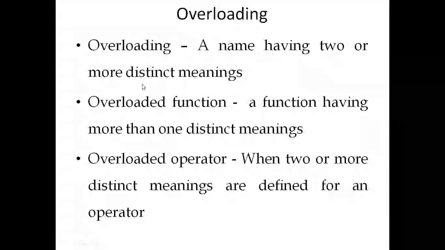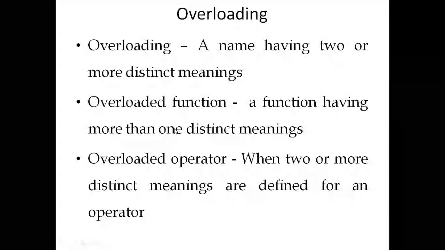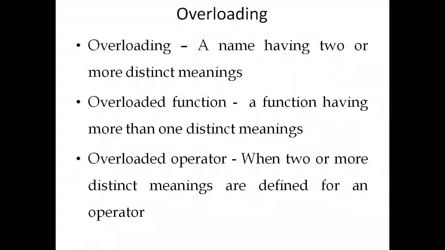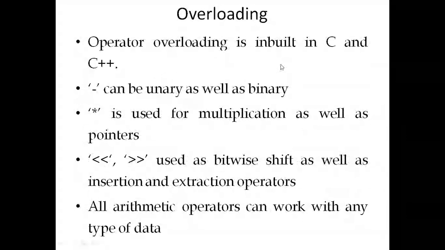What is meant by overloading is a name having two or more distinct meanings. And an overloaded function means a function having more than one distinct meaning. That is, the same function name will have more than one body. The body of the function only says what the meaning of the function is. So if there is more than one, then we say them as overloaded functions, right? And when we say operator overloading, the same operator is going to have different meanings based on the place where it is used, right? When you see operator overloading, it is already inbuilt in C and C++.